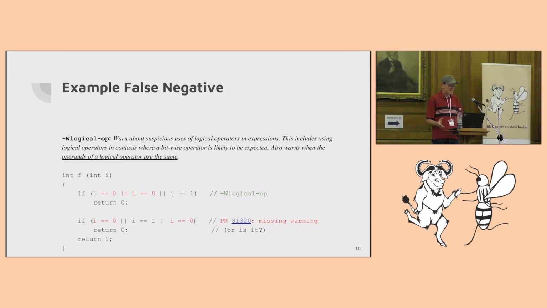Here's an example of a false negative, the logical op warning, which warns about suspicious use of logical operators, and also warns when the operands of a logical operator are the same. And in the example, you'll see that GCC will issue a warning for the first instance of the expression where the two operands are the same, but it won't issue a warning for the second expression, where, depending on how strictly you interpret the definition of the warning, you could say that the operands are also the same, right? The first and the third operand of an OR expression are the same.